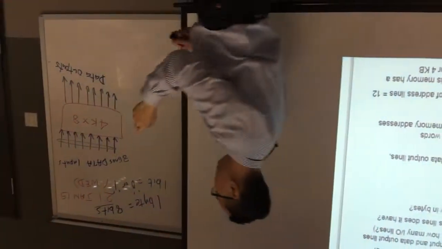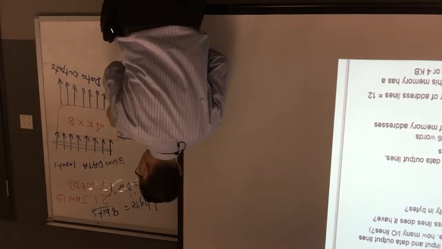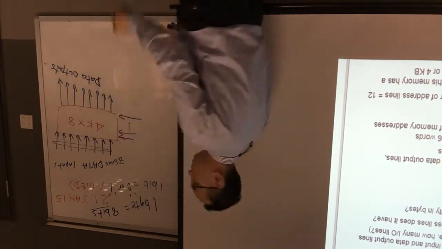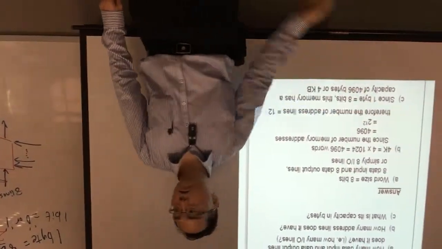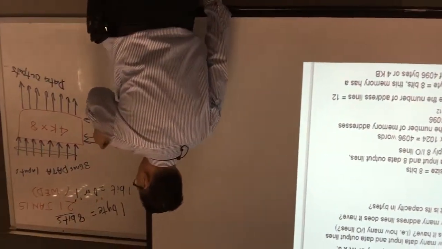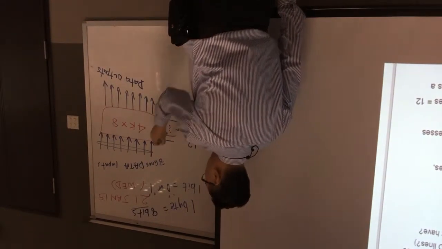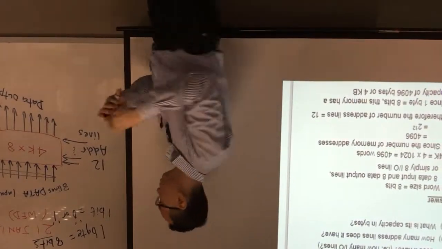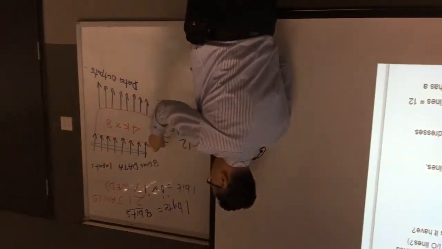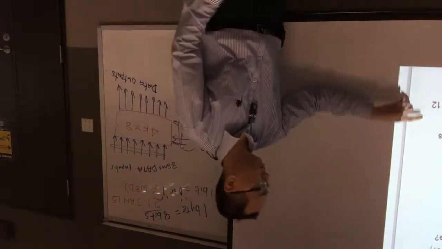Okay, now how many address lines here? I can't draw, that one is too many, so I'll put dots. How many? 12. Yes. Okay, so there will be 12 address lines. I cannot draw them all, but I just put dots. 12, from here to here. Yeah, 12. Is that clear?